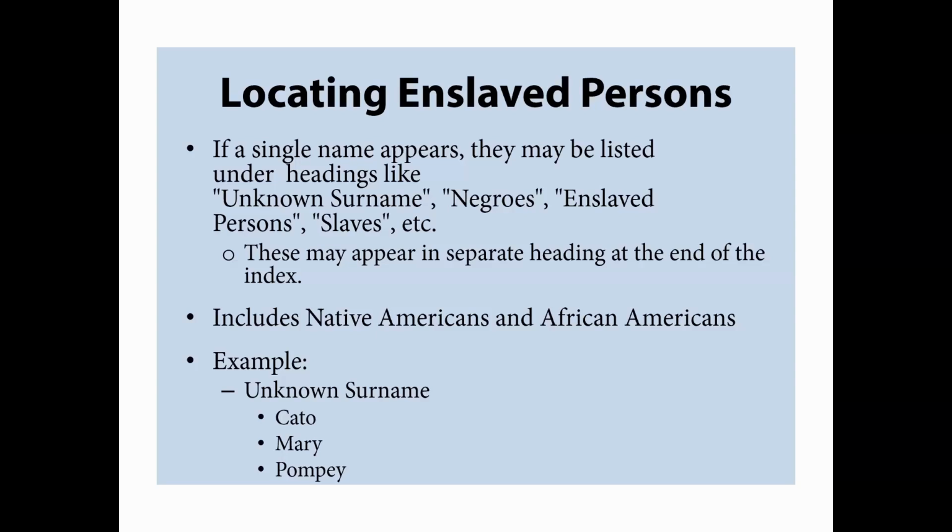When we look in different indexes like vital records and other categories, you may find that there is a separate heading like unknown surname. They could be listed under Negroes or enslaved persons or slaves. And these headings can sometimes be at the very end of an index, even in things like church records as well. For example, you might find a list of unknown surnames, and then a list of the enslaved, such as Cato, Mary, and Pompey, and then their page numbers respectively, so you can look at that record.